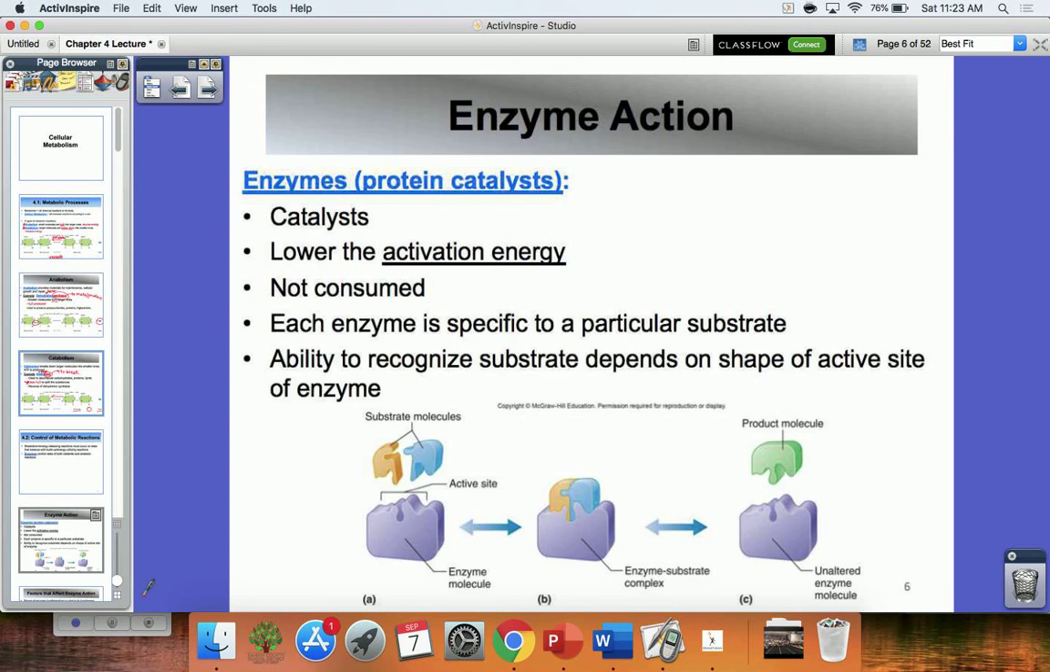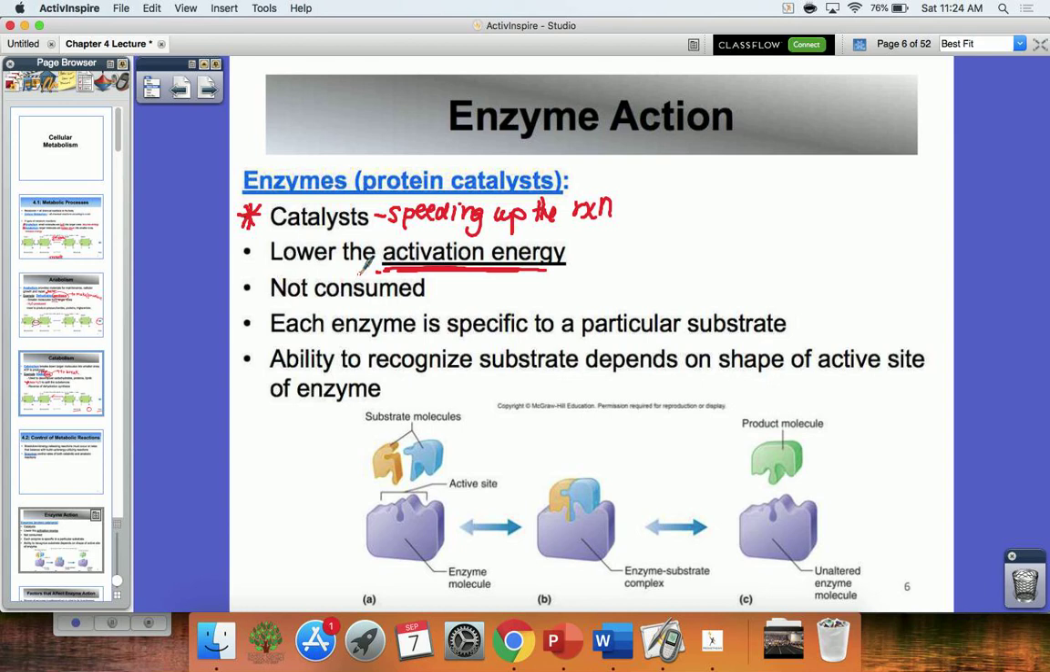So when we think about an enzyme, one of the main functions of an enzyme is to speed up the reaction so it can happen a bit faster. That's why we call them catalysts. They help to speed up the reaction. Even though they're speeding up the reaction, they're lowering the activation energy, which means the amount of energy that is required for the reaction to start. So it's needing less energy to start the reaction because of the presence of the enzyme.